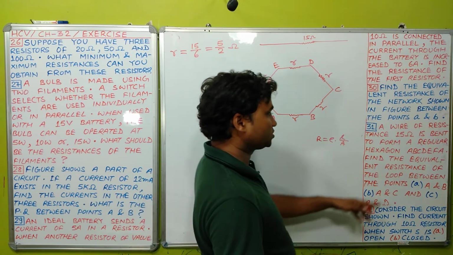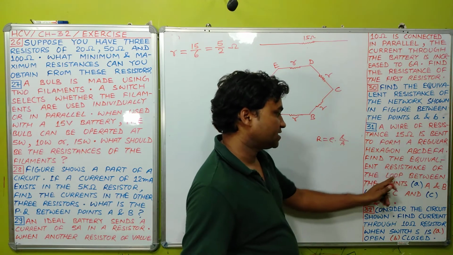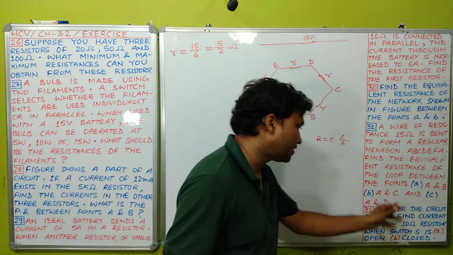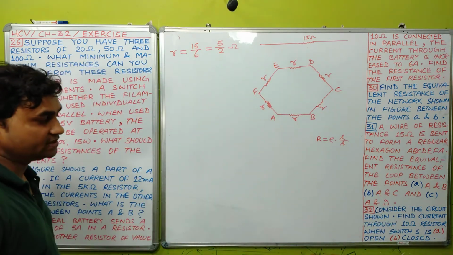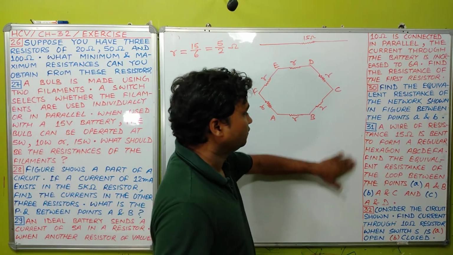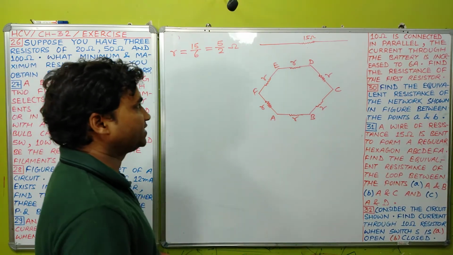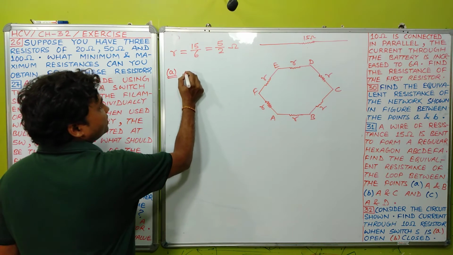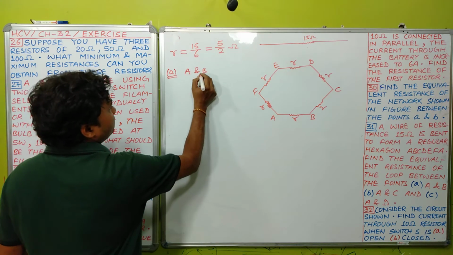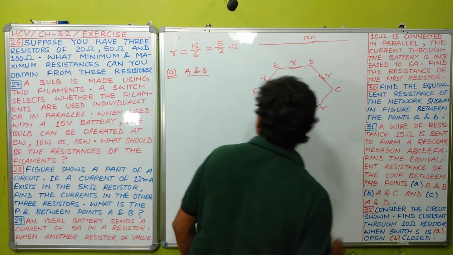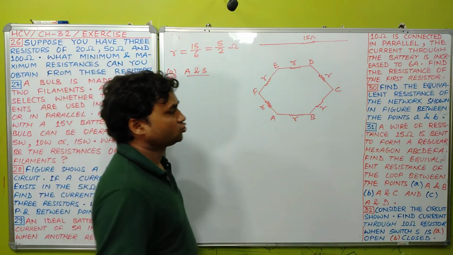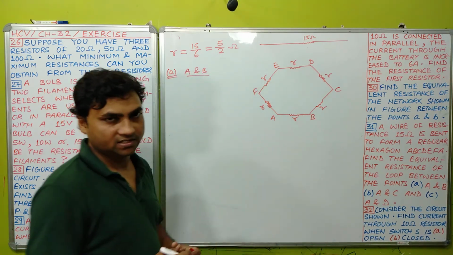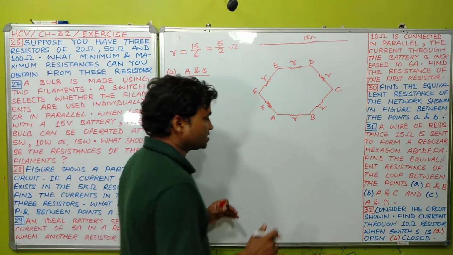Now the question is saying find the equivalent resistance of the loop between the points A and B, A and C, and A and D. Students, in three different cases we have to find the value of equivalent resistance. In the first case we have to find equivalent resistance between A and B. Whenever you have to calculate equivalent resistance in such cases, how do we think? Just listen.